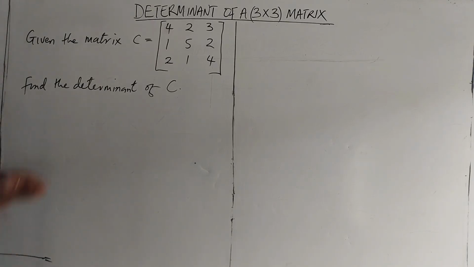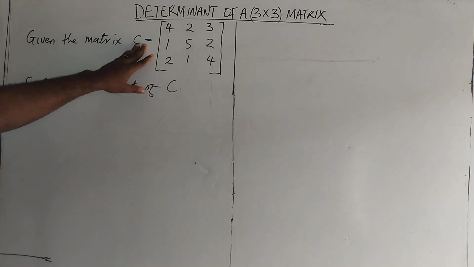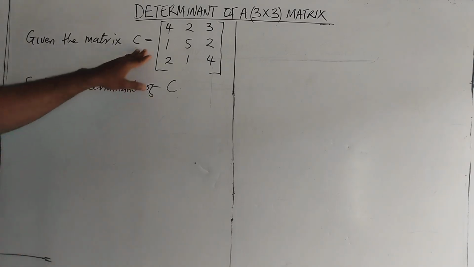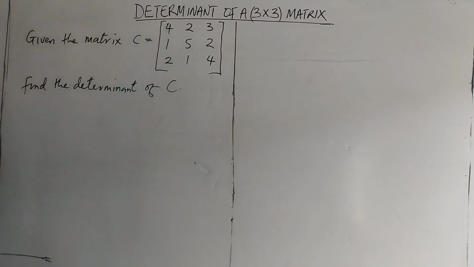Now, on the board, I have the question, given the matrix C, find the determinant of C. C is a 3 by 3 matrix. To find the determinant, there are two methods I will use to teach how to find the determinant of a 3 by 3 matrix. The first one is the cofactor method.